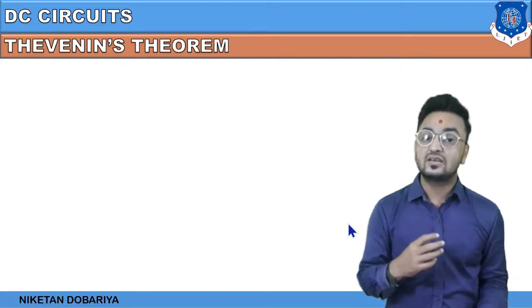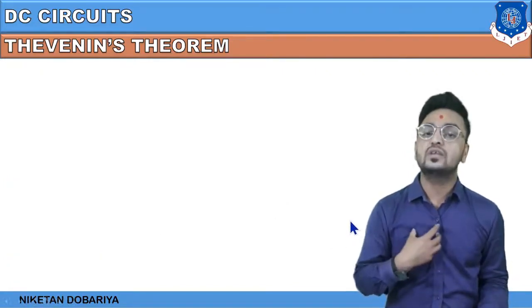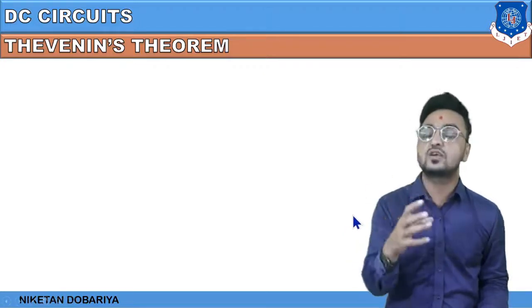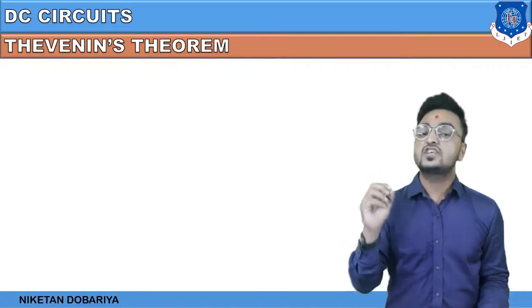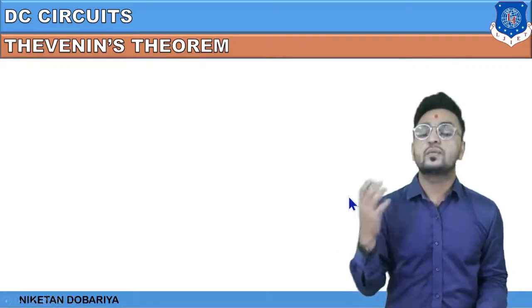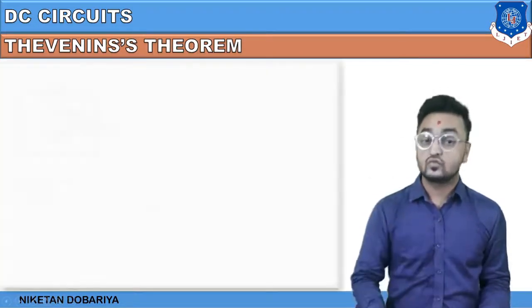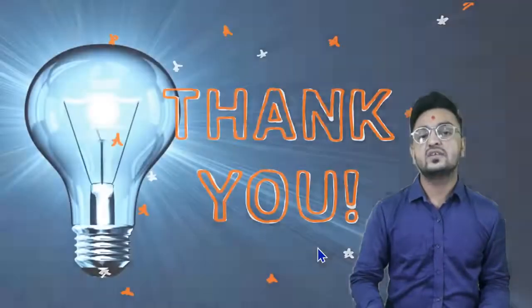So this was the method how we can find out the load current or any branch current. And in the same way you can also find out the branch voltage or load voltage for a specific branch. So this was the example based on Thevenin's theorem.